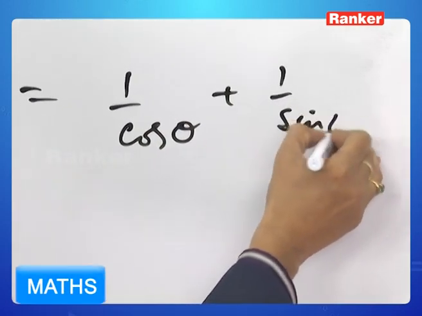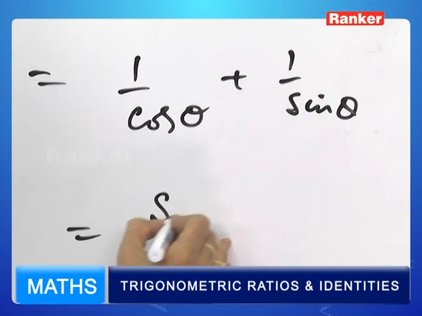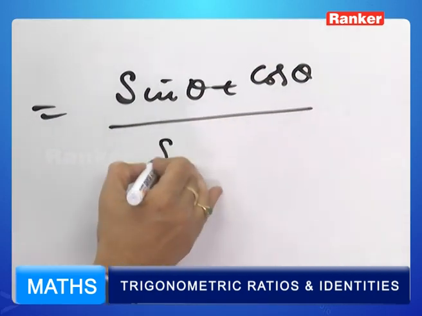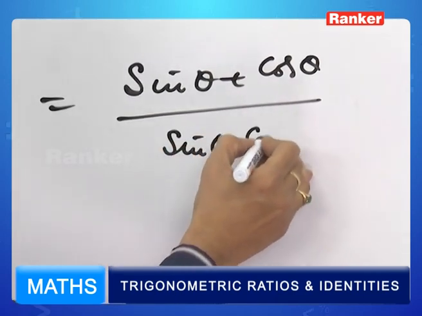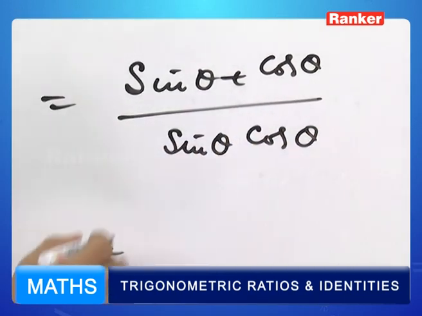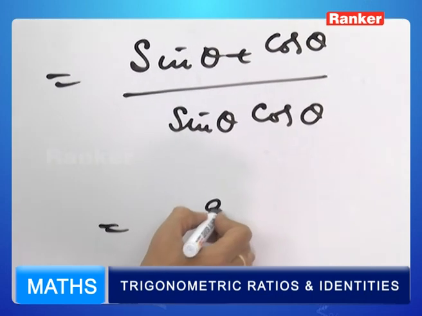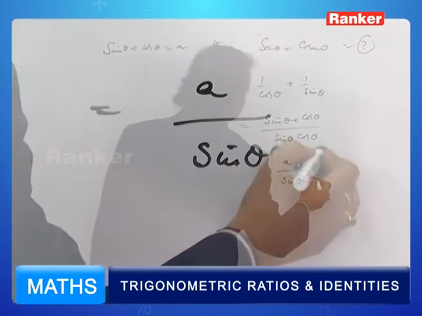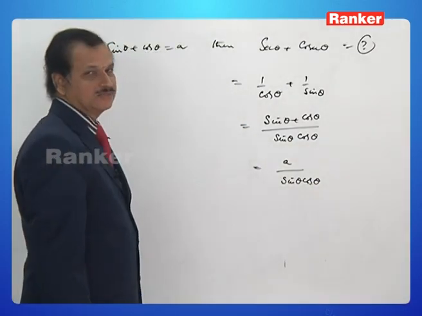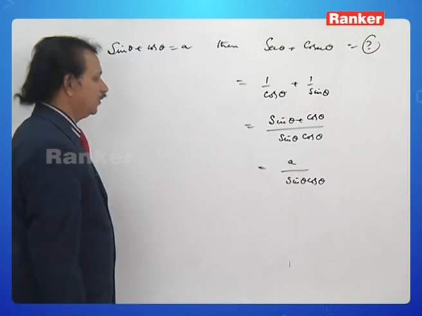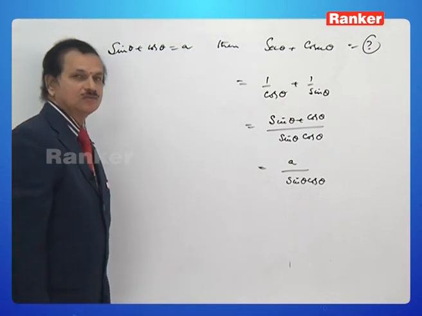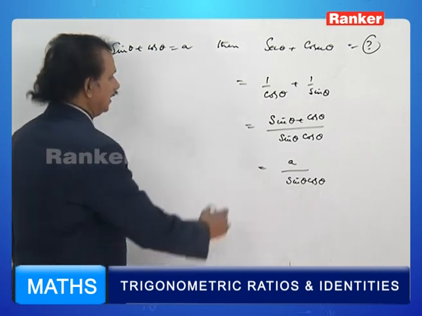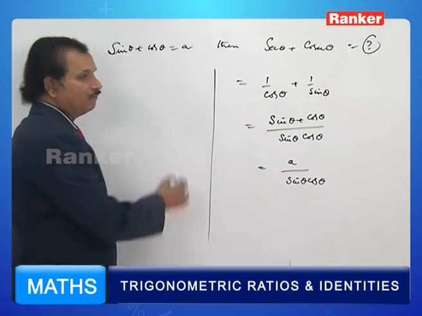1 by sin theta is equal to sin theta plus cos theta by sin theta cos theta. Well and good. Sin theta plus cos theta is just nothing but A by sin theta cos theta. So you must be able to have an idea what is to be written in the place of sin theta cos theta.